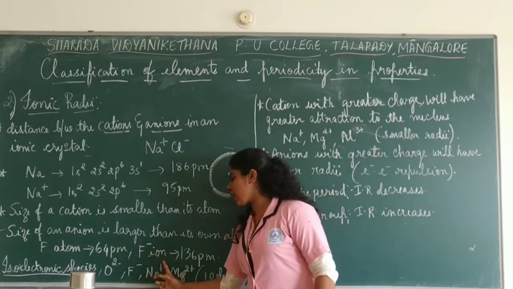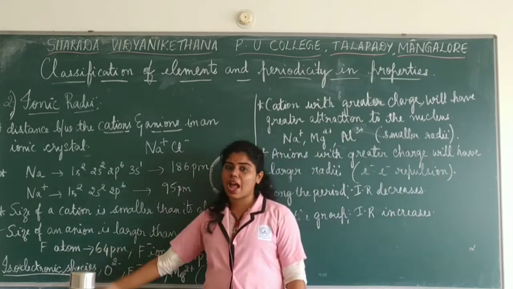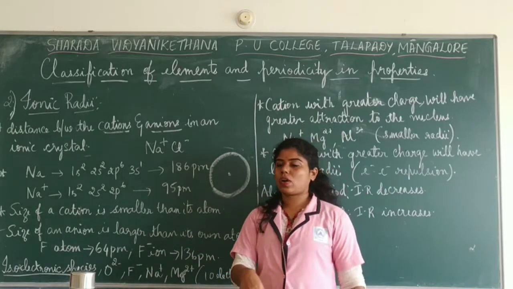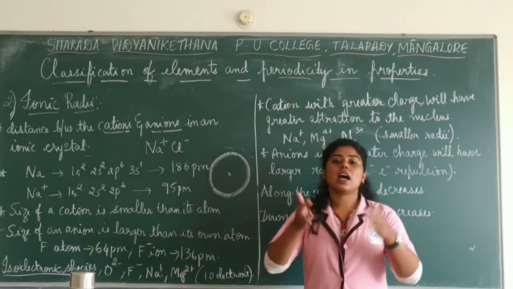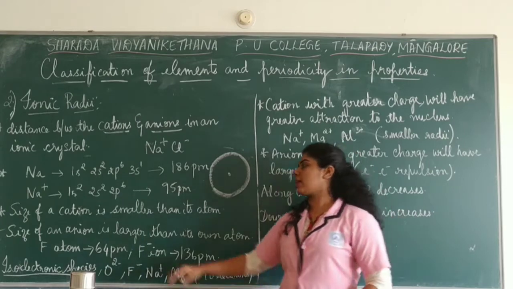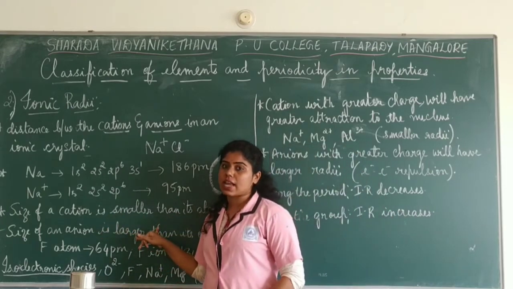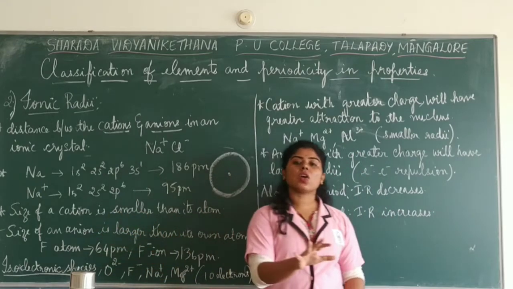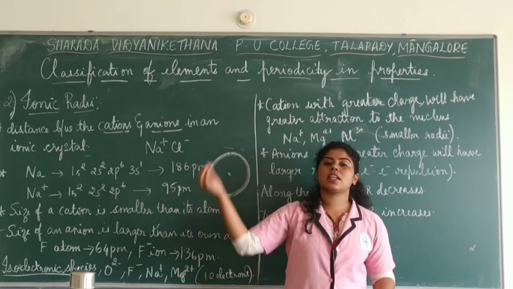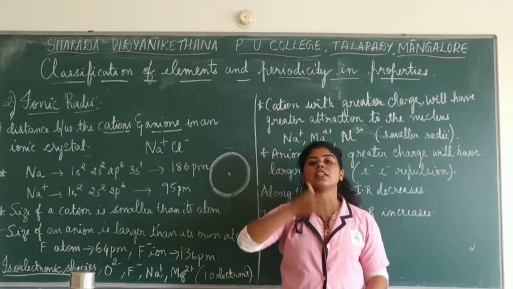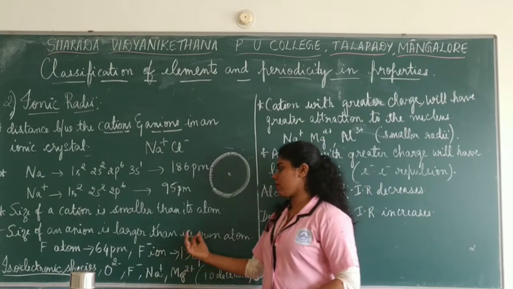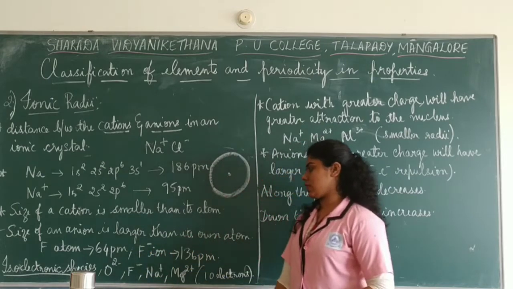So here F minus will have 136 picometer, while the F atom is said to be really less. This ion has more size. So always remember, a cation will have a smaller size than its own atom, and an anion will have a larger size. Anion in the sense you are adding electrons, cation in the sense it is losing electrons. Okay, so an anion gains electrons basically.